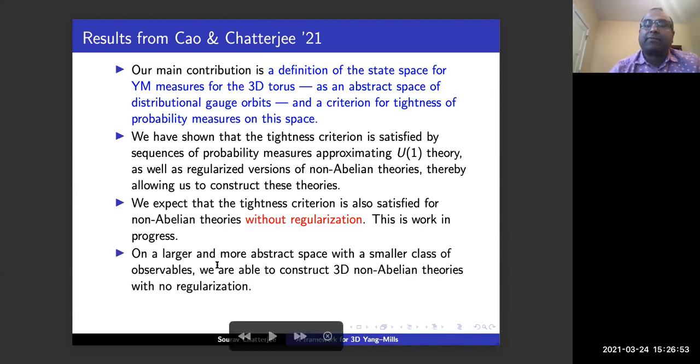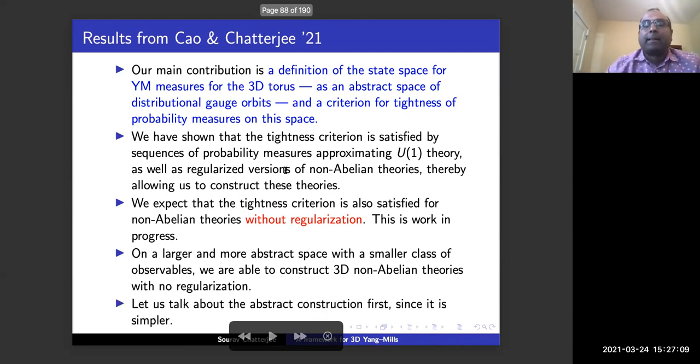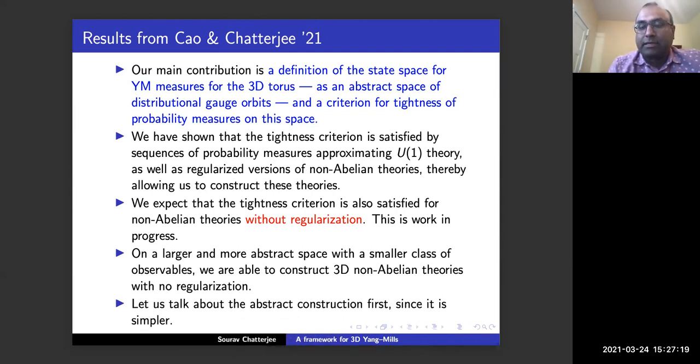But we also have a more abstract space with a smaller class of observables where we are able to construct 3D non-abelian theories with no regularization. I'll tell you what the differences are and why we are not satisfied solely with this and want this nicer thing. Let's talk about this abstract construction first, since this is simpler, and then I'll tell you what the main obstacle is and so on.